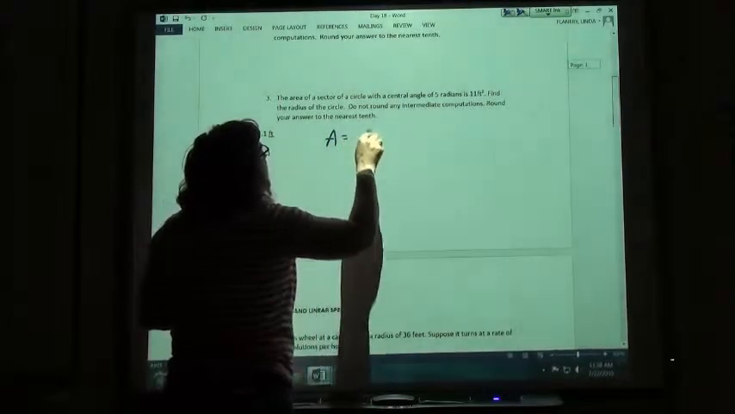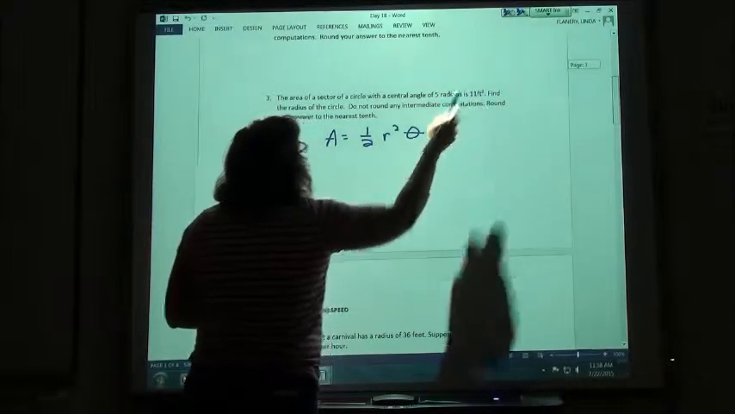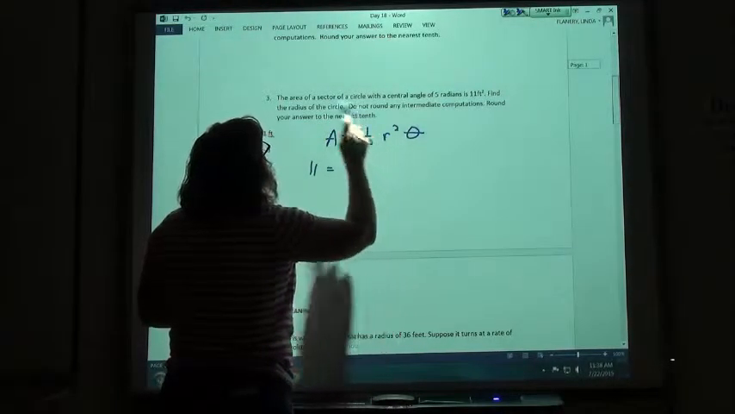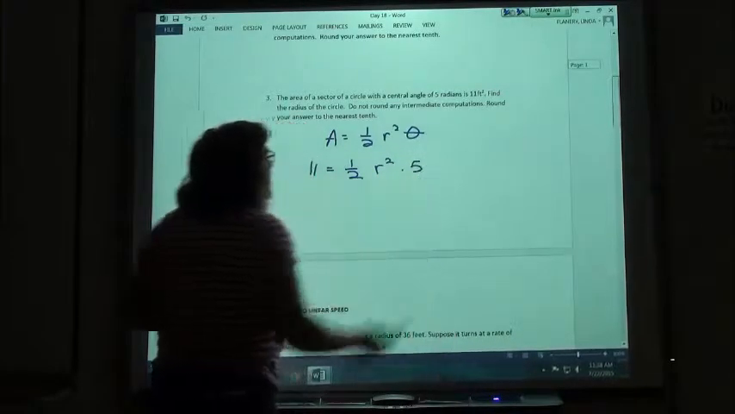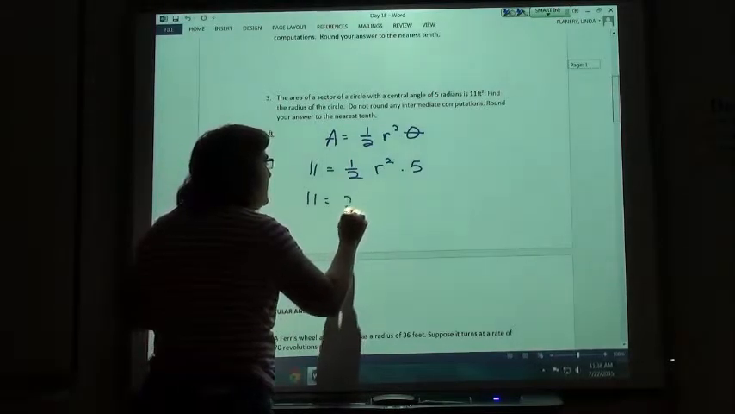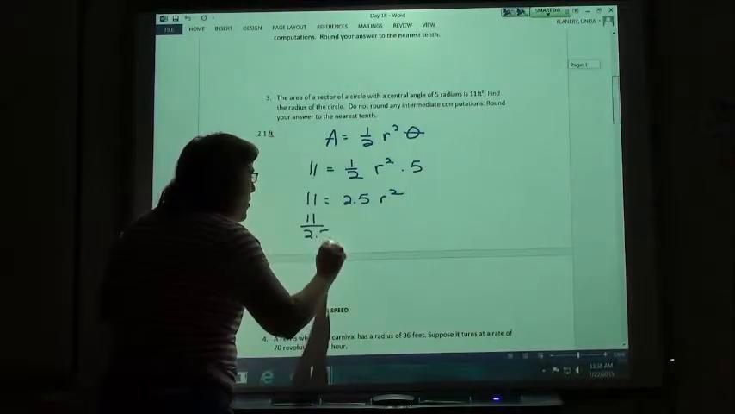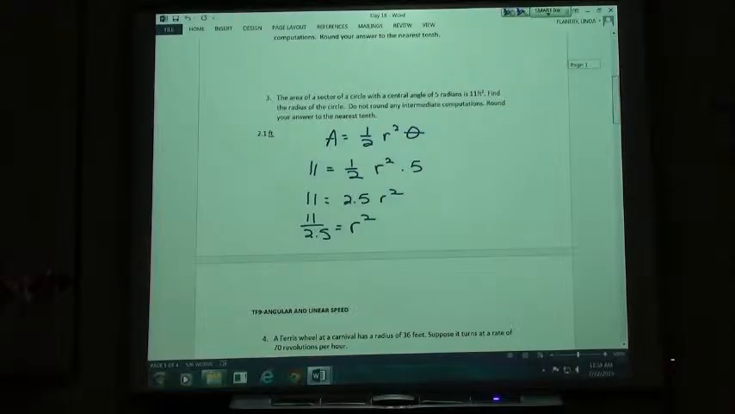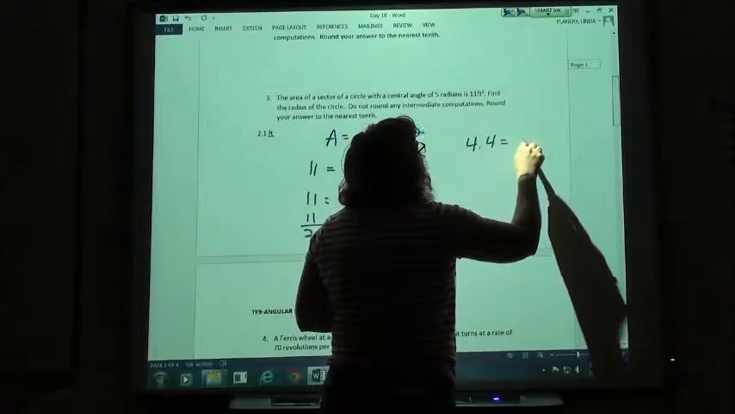So area is equal to 1/2 r squared times theta. We know the area is 11. We are finding the radius. The central angle is 5. So 1/2 times 5 would be 2.5. So we're going to have to take 11 and divide it by 2.5 to find r squared. 11 divided by 2.5 gives me 4.4 to equal r squared.